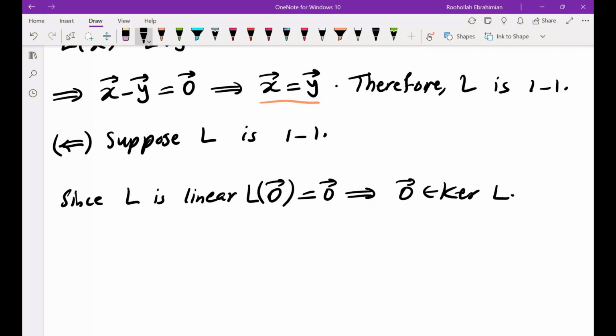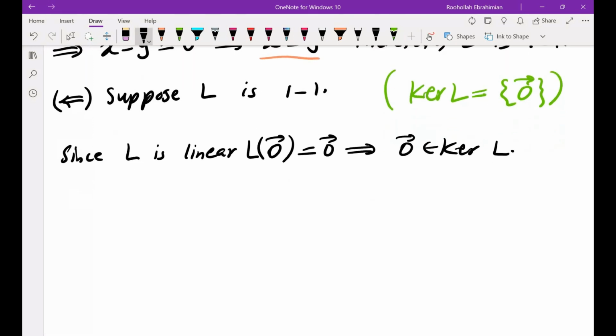So the objective is to show the kernel of L contains only the origin. We know that 0 is in all kernels because L of 0 is 0. That's what we just did. Now, assume that you have x in the kernel, and we'll have to show it's just 0.